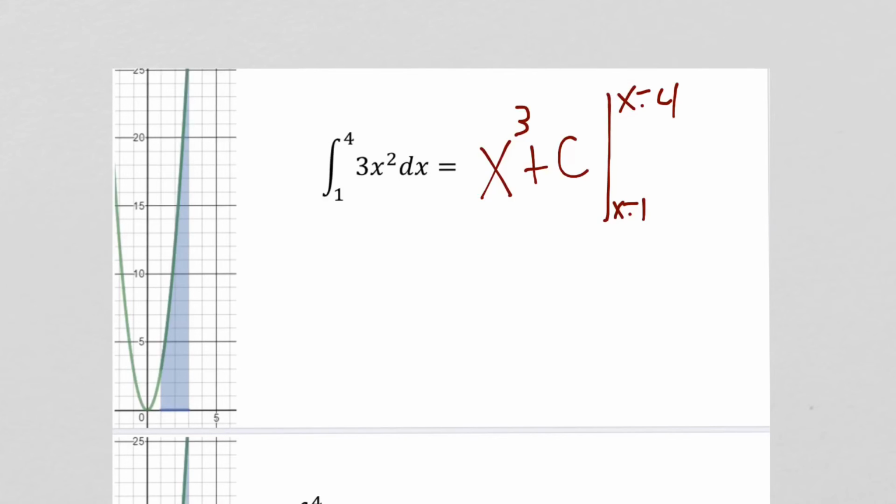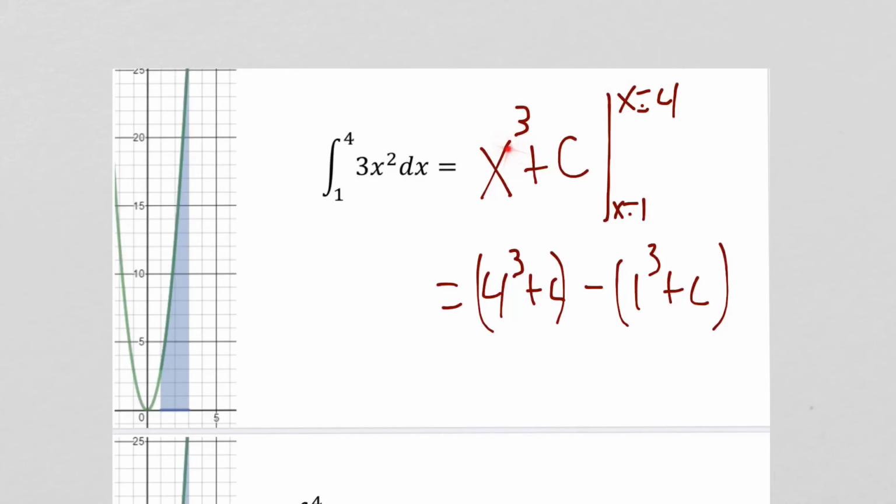Okay? So then to finish this now, we just have to plug in 1 and 4. So we're going to plug in 4. That gives us 4 cubed plus c minus 1 cubed plus c. So we just plugged in 1 and 4 to the antiderivative. And that's going to give us 64 minus 1. The plus c's cancel. c minus c is just 0, right? And that's always going to happen.